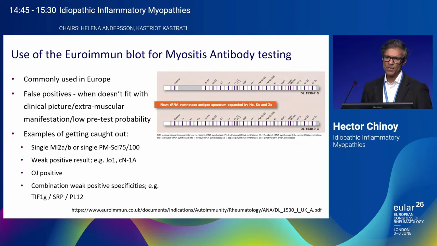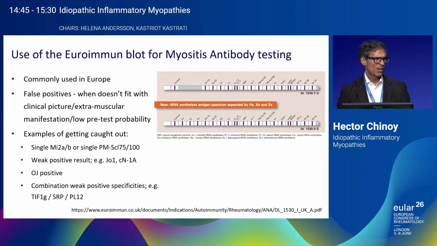So what about the Euroimmune blot? This is something that's commonly used, certainly within Europe and now in other countries as well. There is an issue with false positives. We talked about this already. So for example, if you have a low pretest probability that your patient's actually going to have IIM in the first place, I think it's worth considering whether you actually do the antibody test in the first place. If you don't think your patient's got myositis, it's not necessarily a good test to do.